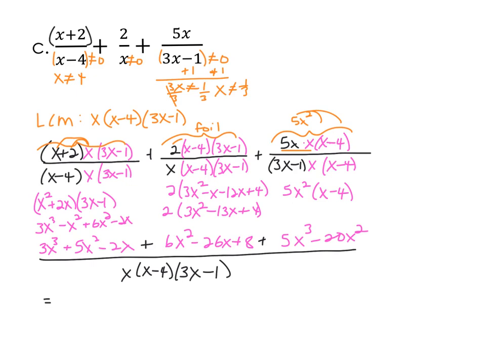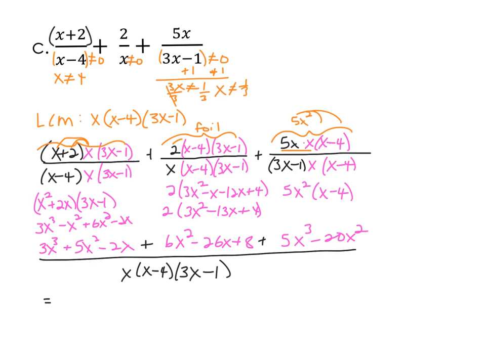In that very first fraction, I ended up with 3x cubed minus 5x squared minus 2x. Plus, for the second fraction, 6x squared minus 26x plus 8. Plus the third fraction, 5x cubed minus 20x squared. All over one least common multiple, which is our denominator.